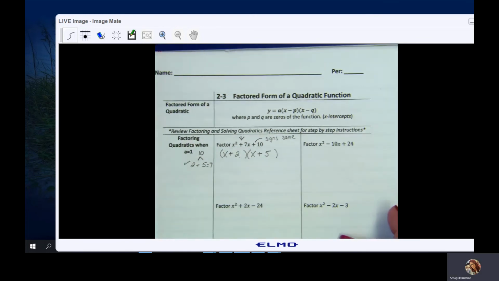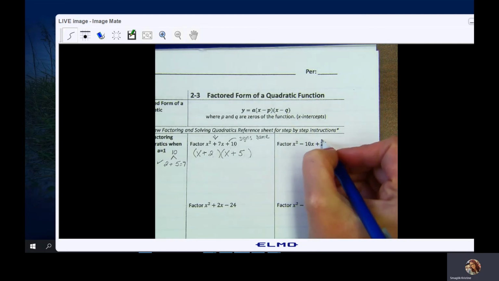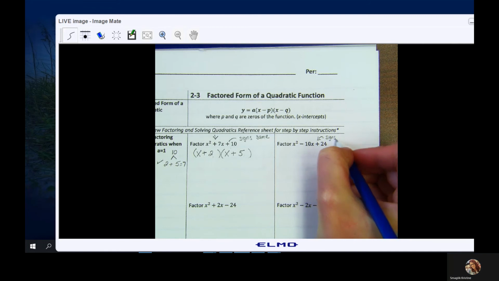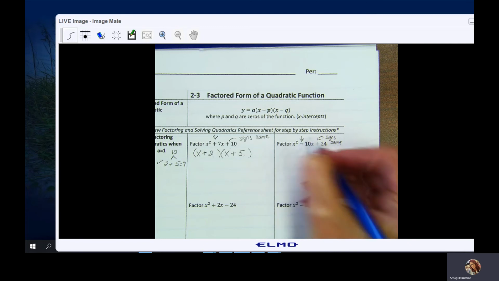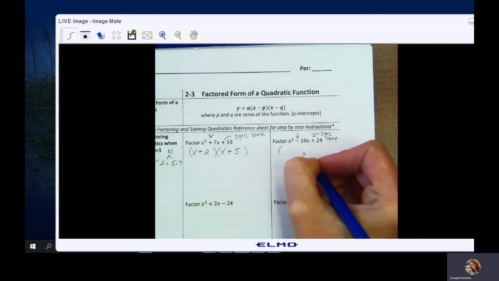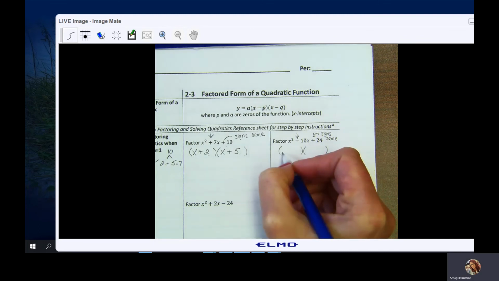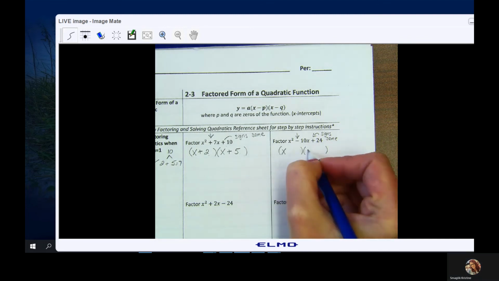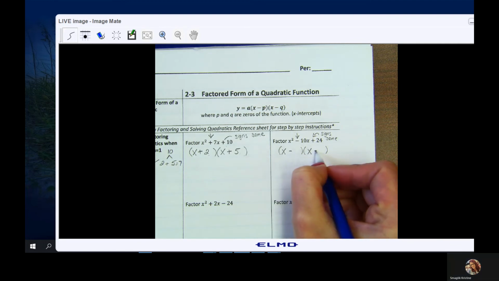Let's take a look at another. And again, my c value is positive, so my signs are the same. And it tells me by looking at that middle term, they're both going to be minuses. So what I'll do is I'll start out, drop in my parentheses. I can put the x's in. And I know here they're both going to be negative.